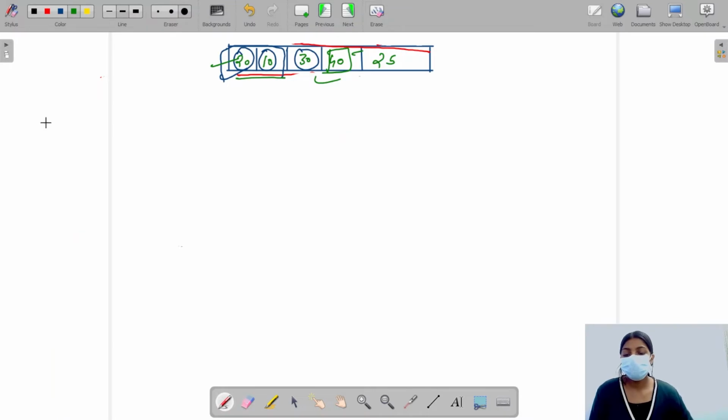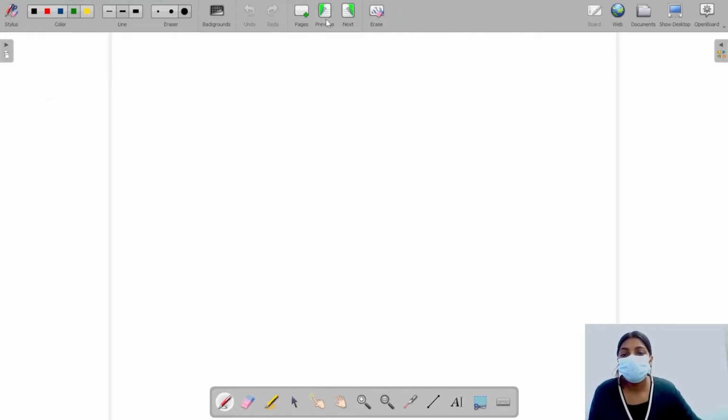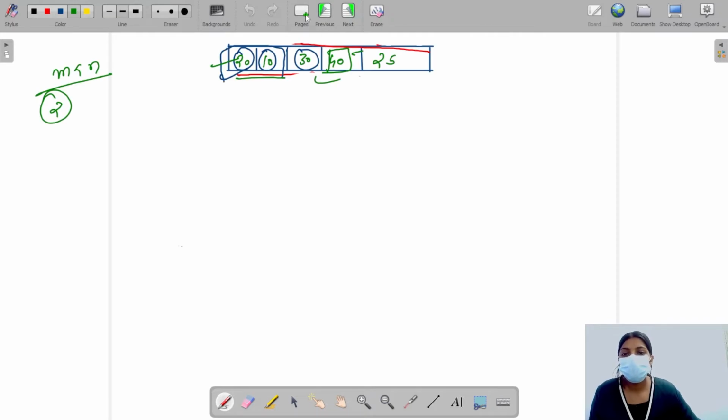Now let's discuss when my m is less than n. So let's say I have two students and I have this many possible combinations. So for my m equal to 2, what is my answer going to be? Let's see. My answers are going to be like this.